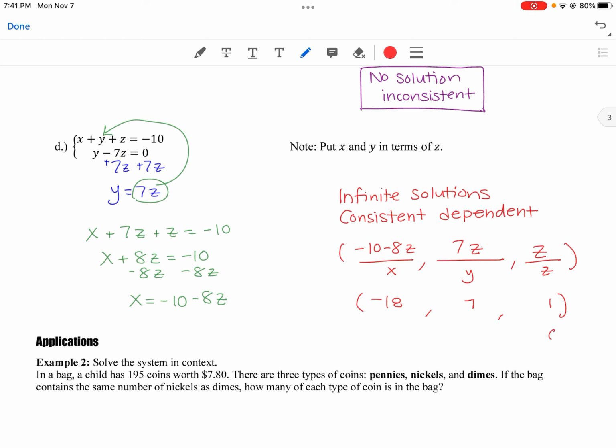However, for any z you choose, like if you plug in 0, we'd have 7 times 0, then you'd have negative 10 minus 8 times 0, so you'd have negative 10. Any of these pairs work, and I just think that's important to know. Okay, one last example, and it's a word problem. Our favorite, right?